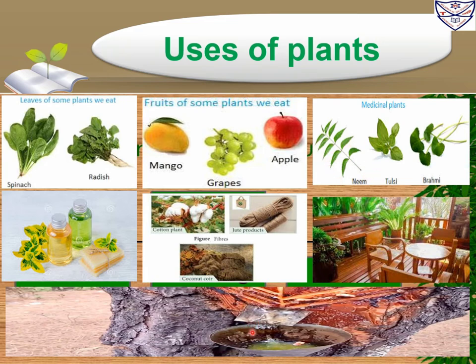Trunks of trees like sesame, teak, sal give us wood for making furniture, door and window. Many plants like eucalyptus, tulsi, cinchona and neem give us important medicines. Henna mehndi leaves are used for decorating hands.